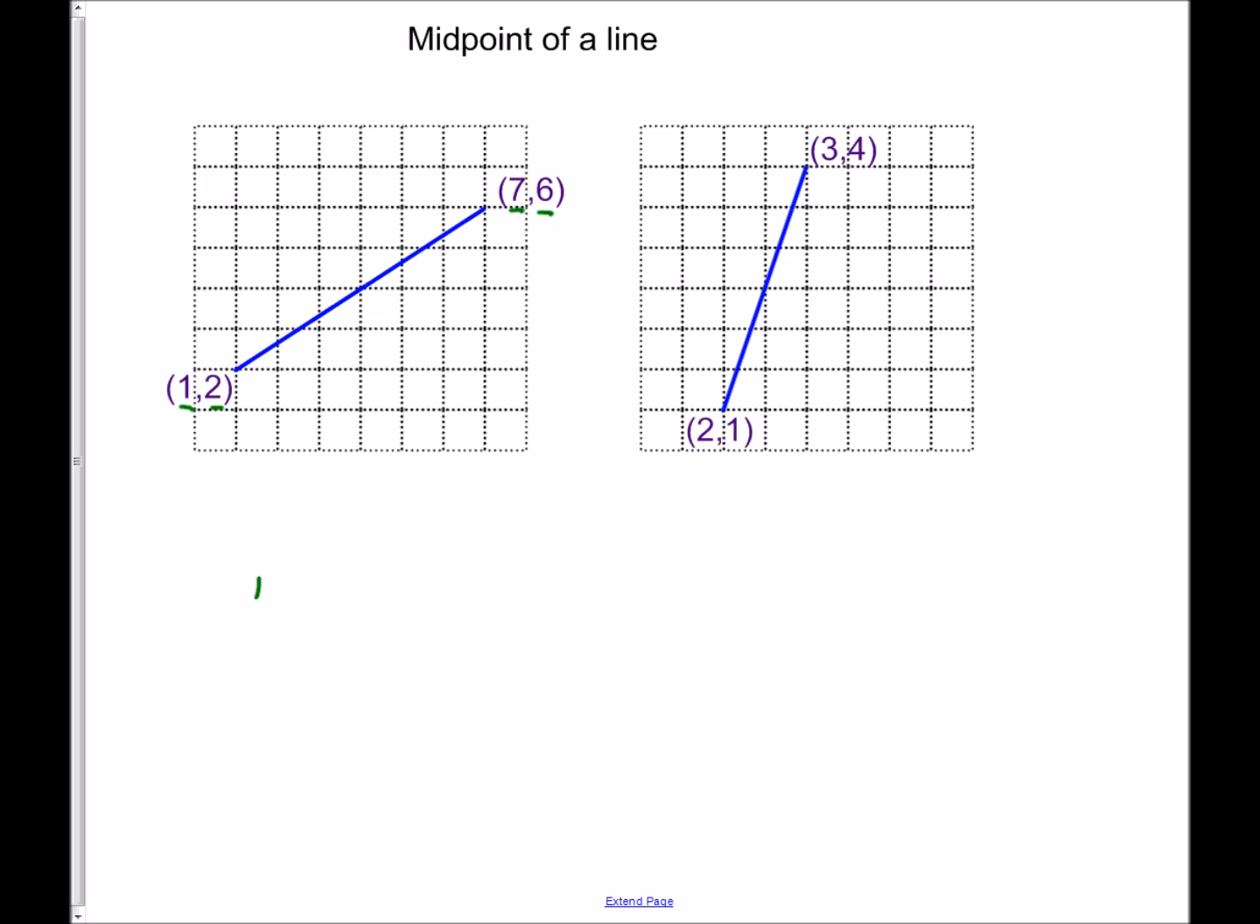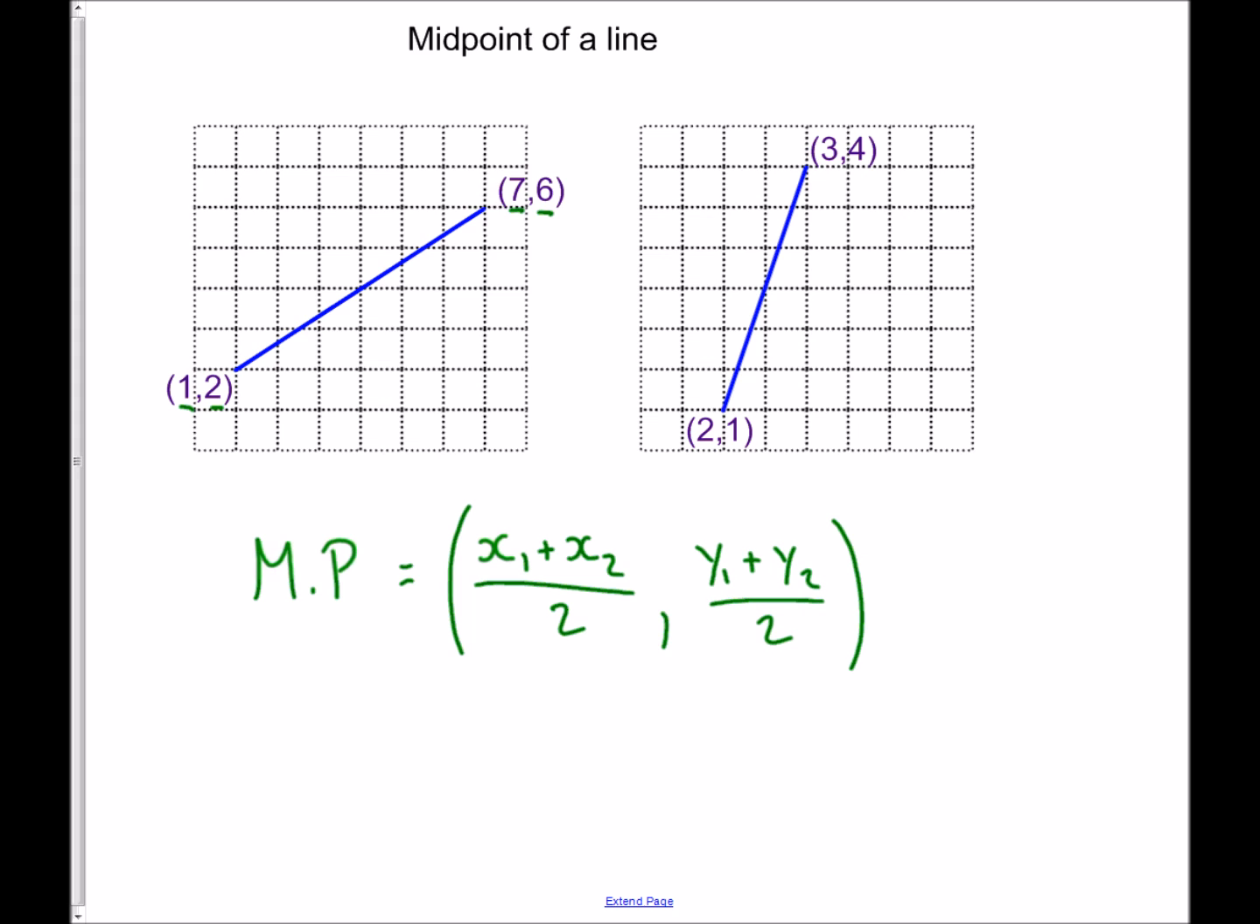My midpoint, I'm going to abbreviate midpoint to MP, is equal to, well, my x coordinate is my first x coordinate plus my second x coordinate divided by 2. Just like we were finding the mean, add up all the numbers, divide by how many numbers there are. And the same with my y coordinate, so I'm going to do y1 plus y2 divided by 2.